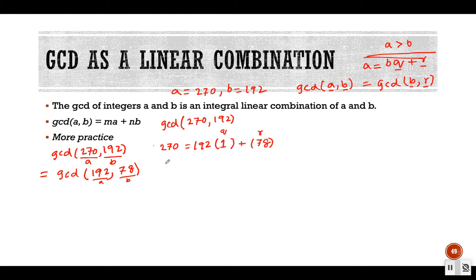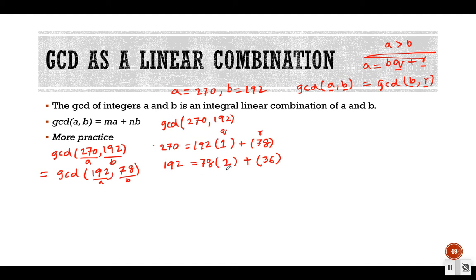Okay, so let's find out now. Let's represent A as BQ plus R. Sorry, I'm writing 78 but reading 72. So 192 is going to be 78 times something plus something. It will actually be 78 times 2 plus 36.